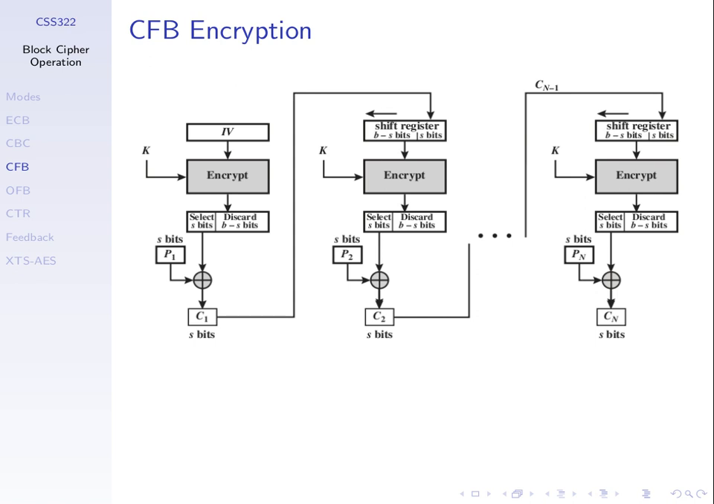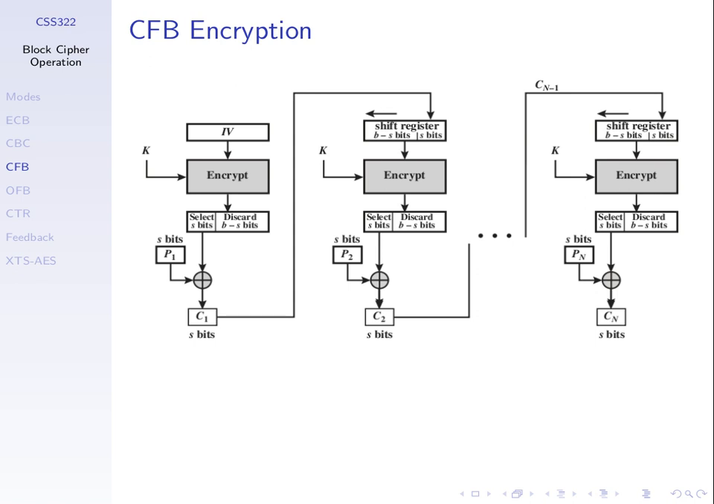This mode of operation turns a block cipher, this gray box, encrypt, our normal block cipher, into a stream cipher. And it also has some chaining. Take these S bits, C1, and feed it into the next input to our block cipher. We started with an initialization vector. We encrypted those 64 bits.